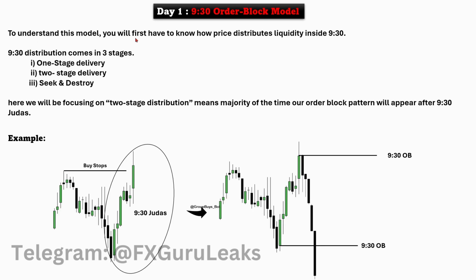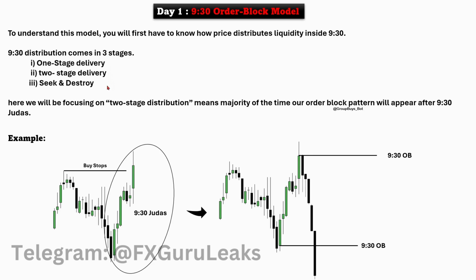To understand this model, you will first have to know how price distributes liquidity inside 9:30. At 9:30, this is when the New York Stock Exchange opens. We get to see much more volatility at this time. So price distributes liquidity in three types inside this 9:30 time window. The distribution of the liquidity comes in three stages. First one is one stage, second one is two stage, and third one is seek and destroy.